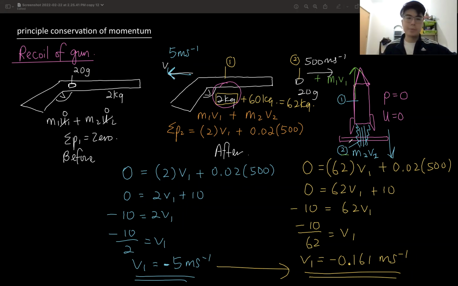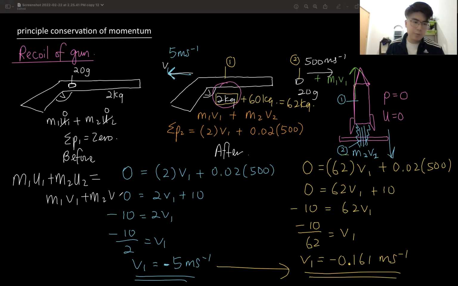So there are many examples of momentum. Okay, now so far, there's only one formula that we learned in this part. The formula is m1 u1 plus m2 u2 equals m1 v1 plus m2 v2. On the left hand side is before, on the right hand side is after.